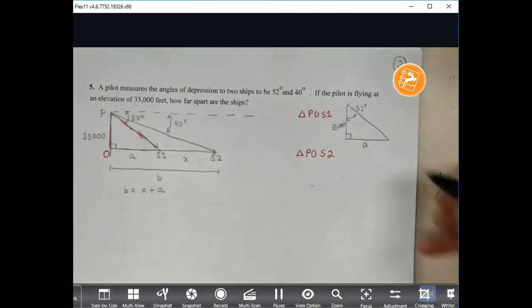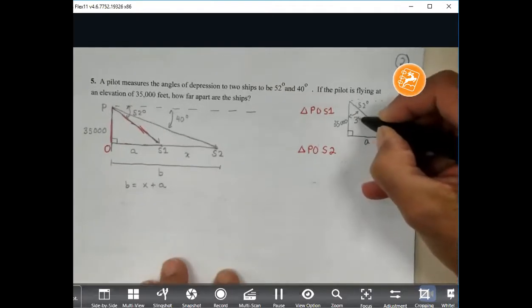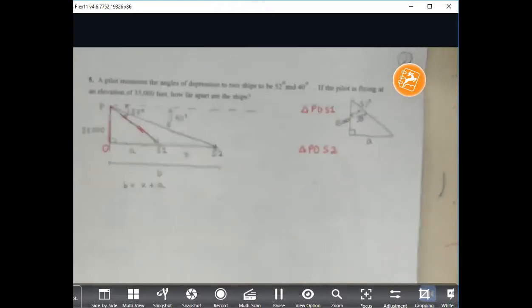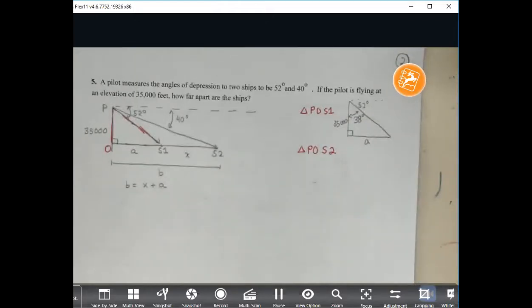So I can use this 38-degree angle here and help me write something to find the variable A. A is opposite the 38-degree angle, and the 35,000 is adjacent to the 38-degree angle. So which trig function's talking to you here? Tangent. The tangent of that 38 degrees is equal to A over 35,000. Let's start with that.